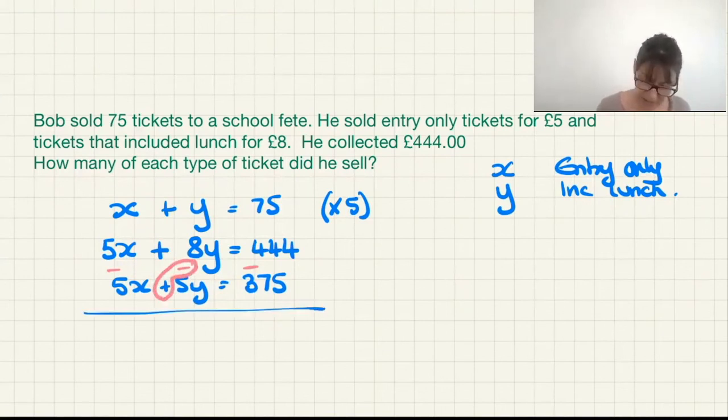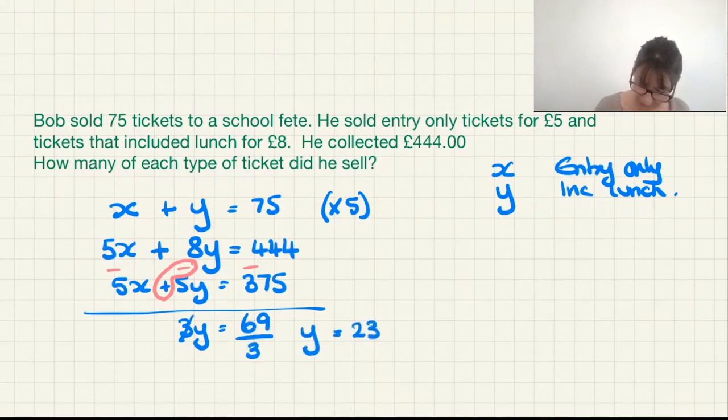okay, I've got the x's have gone. 8 take 5 is 3y. 444 take away 375 is 69. And then when I divide through by the 3, I can see that y is going to equal 23.